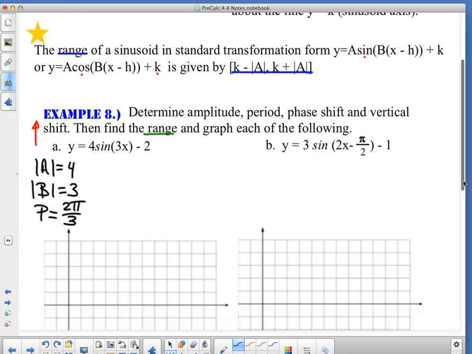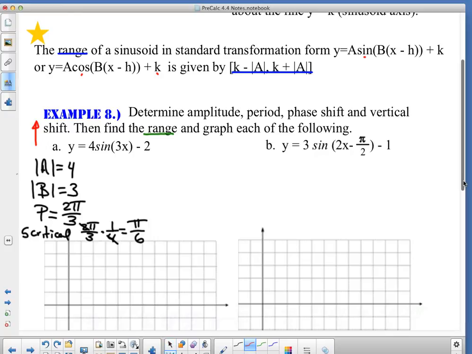Now remember, we have 5 critical points. Our 5 critical points will be separated by 2 pi over 3 divided by 4. So 2 pi over 3 divided by 4 will give me pi over 6. Remember, that's going to be 2 on top and a 6 on the bottom. So pi over 6 will be the separation of my critical points.